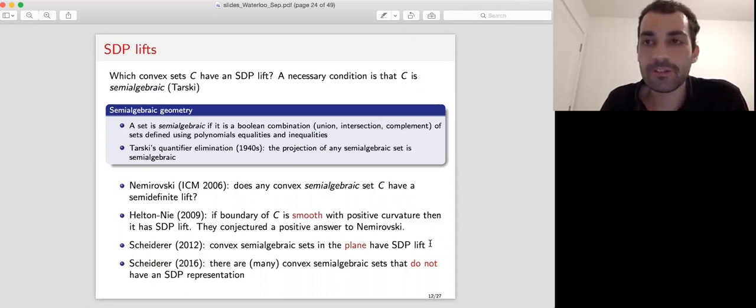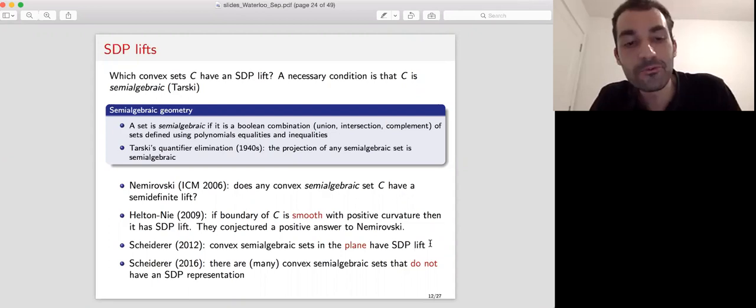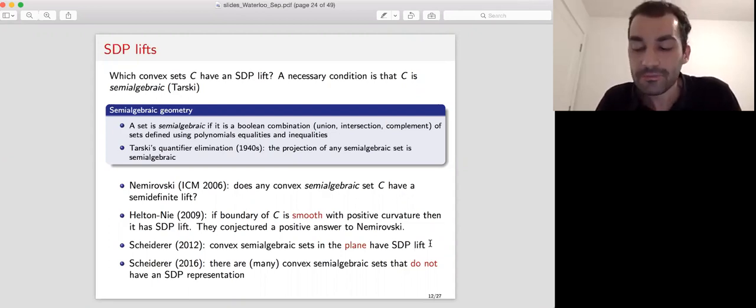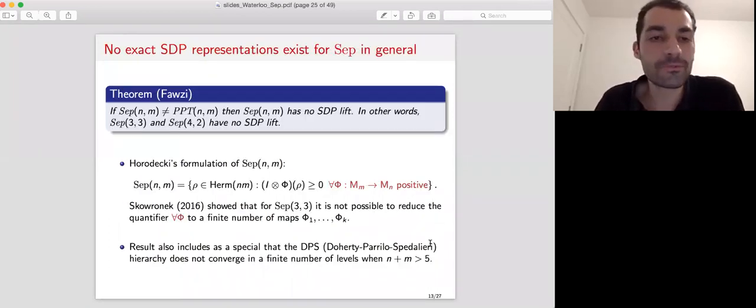So what I would like to show in this first part of the talk is to reprove Scheiderer's result, and to show that the set of separable states is one such example of a convex semi-algebraic set that does not have an SDP lift. Essentially, we will show that as soon as SEP is different from PPT, the set of separable states has no SDP lift. In other words, I just need to show that the minimal cases, SEP of 3,3 and SEP of 4,2, have no SDP lift.